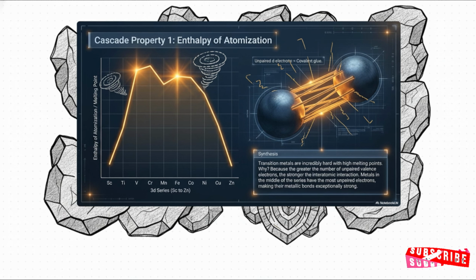And it all comes back to, you guessed it, the incomplete shell and its unpaired d electrons. Think of those unpaired electrons as a really strong covalent glue between the atoms. The greater the number of unpaired valence electrons you have, the stronger that interatomic interaction becomes. That's exactly why metals right in the middle of the series, where they have the absolute most unpaired electrons, boast the highest enthalpies of atomization. Their metallic bonds are just exceptionally strong.